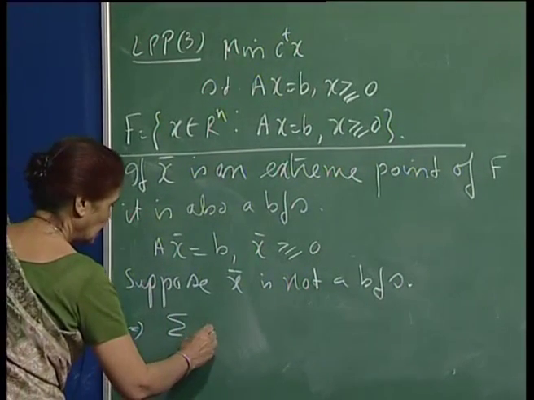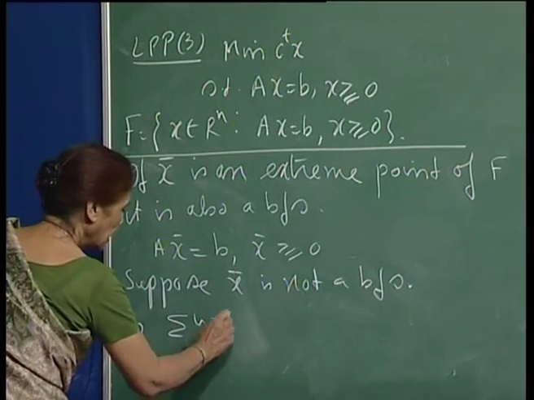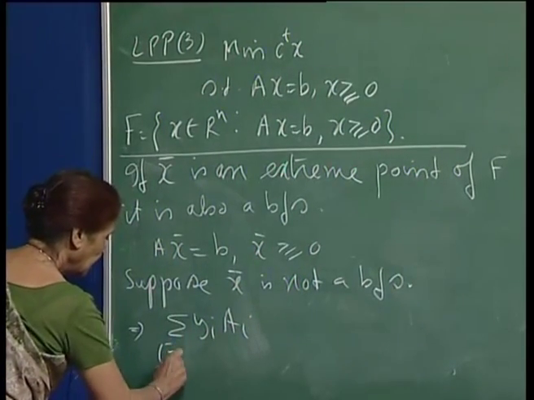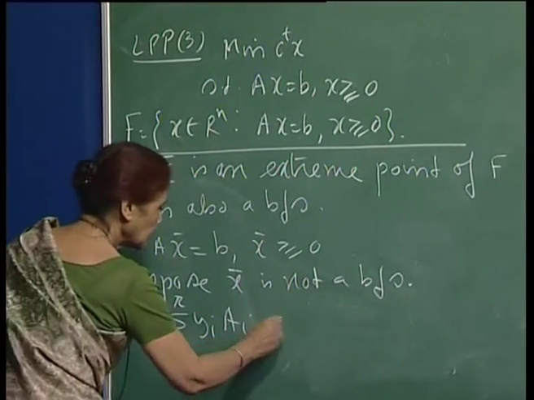summation yi ai, i varying from 1 to r is 0.